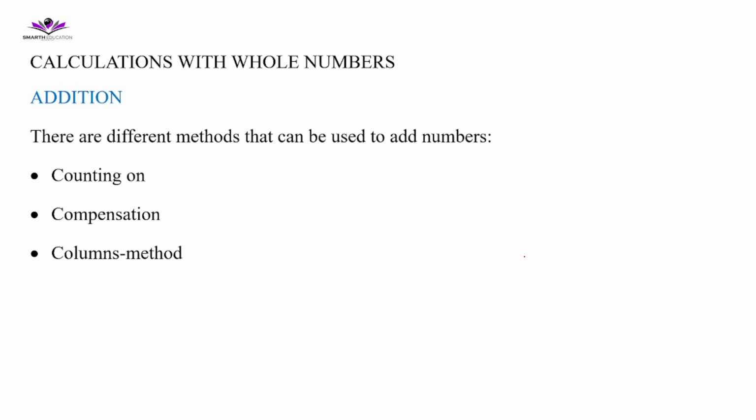Let's start by looking at counting on and composition. Just one example for each, and then after that we do the columns method. Right, let's look at this example. Let's say we're adding 72,348 plus 21,204. How can we use the counting on method?